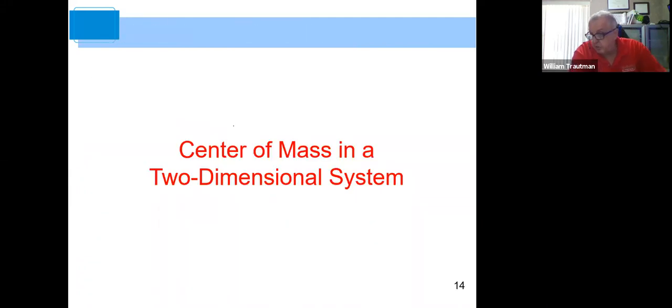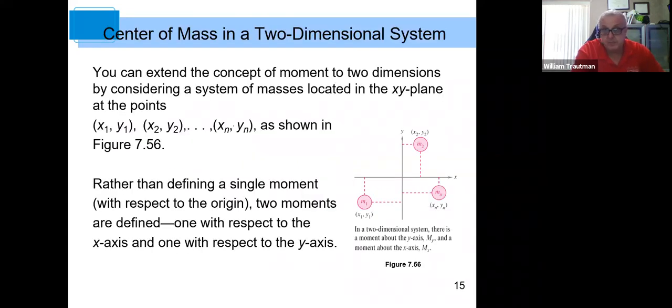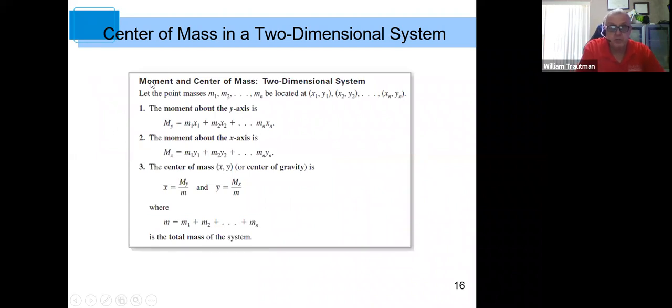All right, now two-dimensional. What if we're dealing with not just an x-axis like a teeter-totter there? What about an x and a y-axis? So we have masses in two dimensions. So we have two moments, one on the x-axis and one on the y-axis. Let's get to the formulas. Here we go. So this is the two-dimensional system.